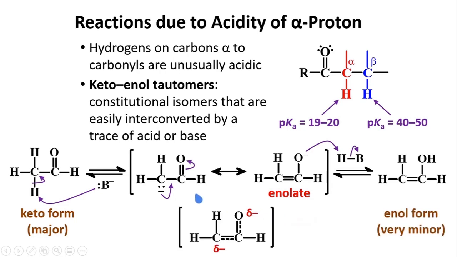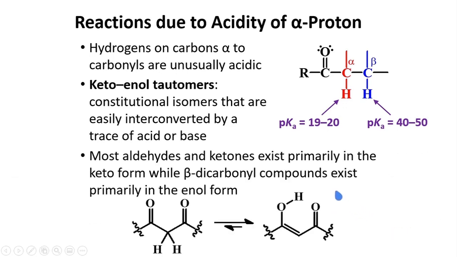The carbanion and the enolate will form a hybrid. This hybrid contains partial charges on oxygen and on carbon. If protonation occurs on this side, you will get the keto form, and if protonation occurs on this side, you will get the enol form. However, because the carbonyl double bond is stronger than the alkene double bond, the keto form is the major isomer, and the enol form is very small in proportion.